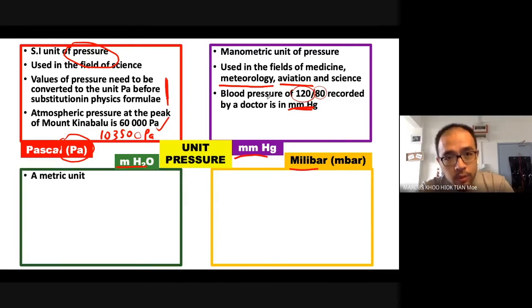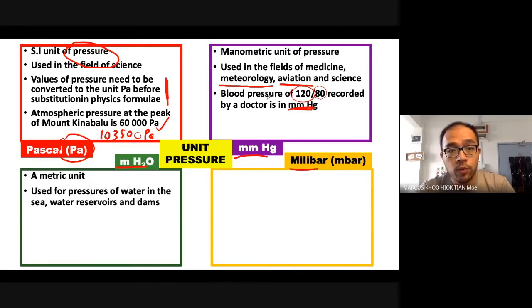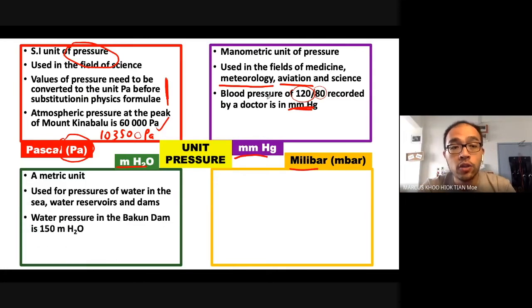Meter water is a metric unit, and we usually use that for places like the sea, where there's a lot of water, in reservoirs and in dams. Di empangan biasanya kita akan gunakan meter water because the level of water is high. And we usually talk about meter water for atmospheric pressure because of the liquid inside. So we use the same unit now. For example, the water pressure in the Bakun Dam is about 150 meters water. That's pretty high.